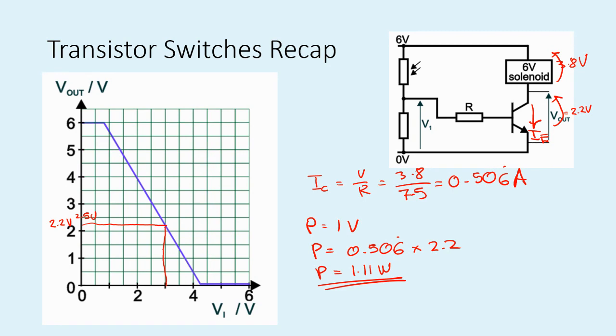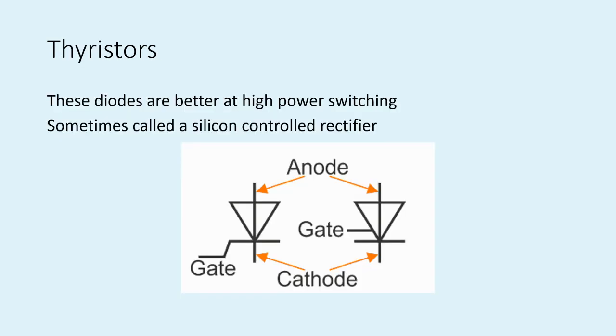This is a relatively low power solenoid at 6 volts, but you can have much higher ones, and then in the linear region we get a bigger problem, and the transistor will potentially melt. So for higher power systems, enter the thyristor.